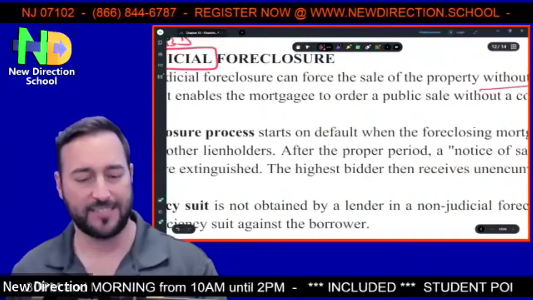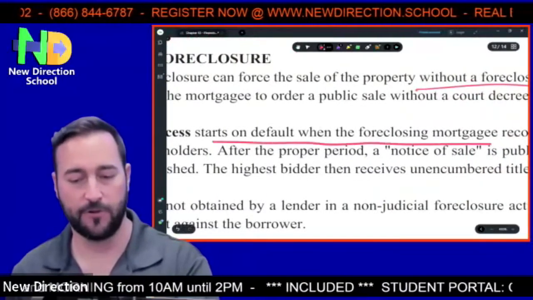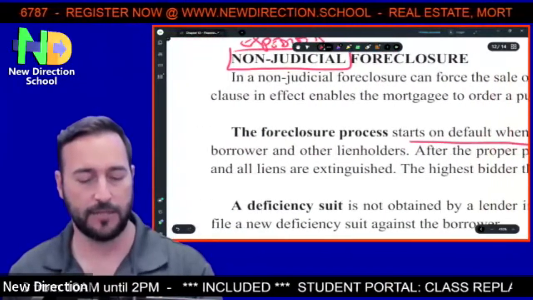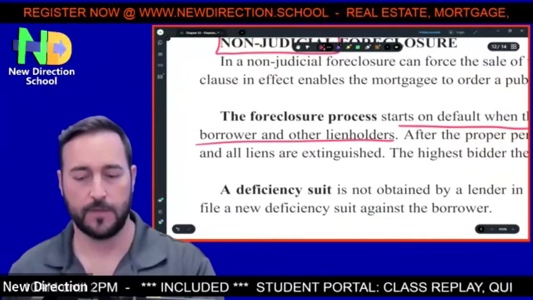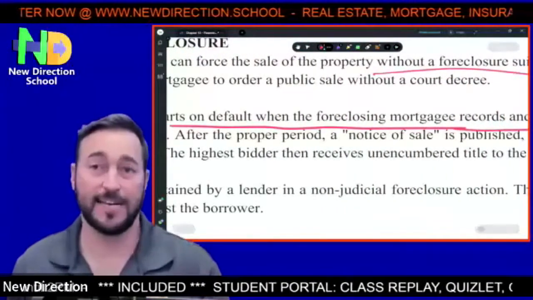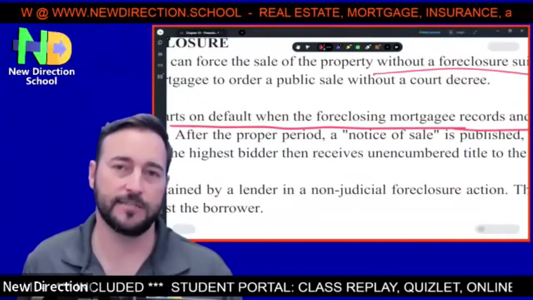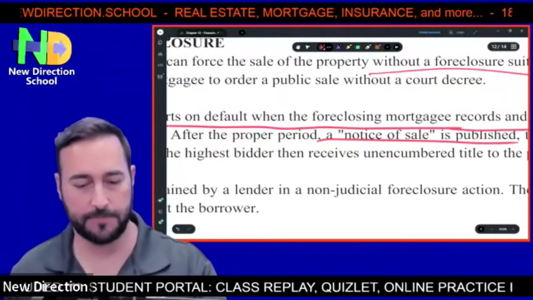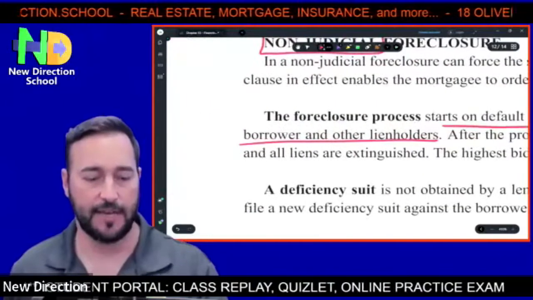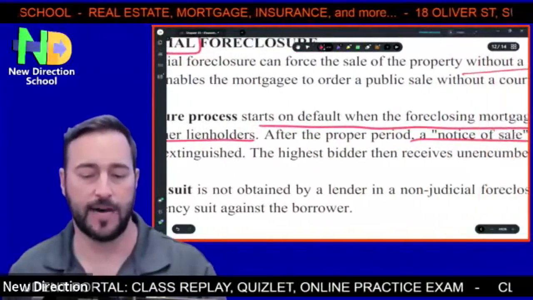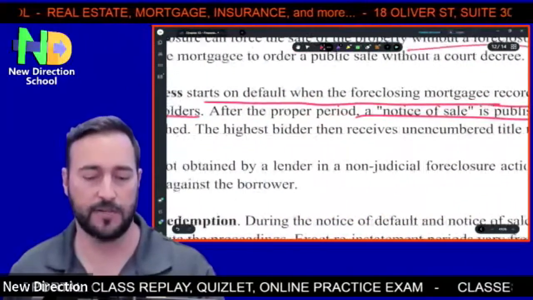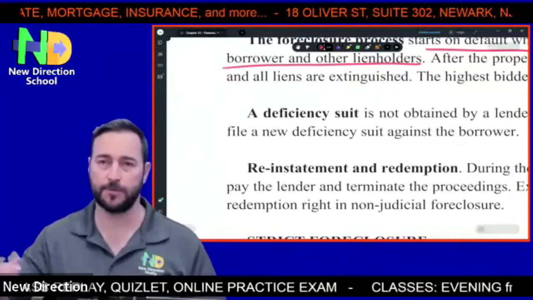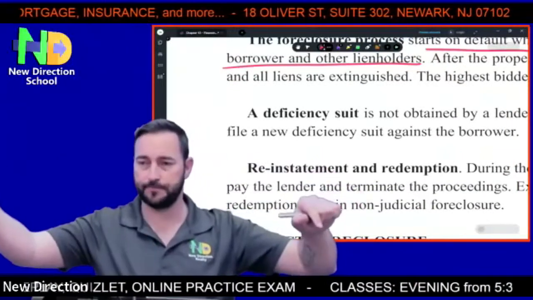The foreclosure process starts on the default when the foreclosing mortgagee records and delivers notice to the borrower and other lien holders. After the proper period, could be 90 days, could be 180 days, depending on the state that you're in, a notice of sale is published, the sale is conducted, and all liens are extinguished. The higher bidder then receives the unencumbered title to the property. So, because we didn't go through court, we bypassed the whole thing, we went straight to auction. That's pretty much what happened.